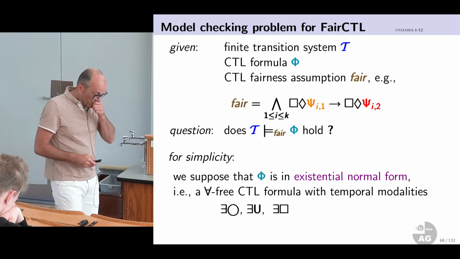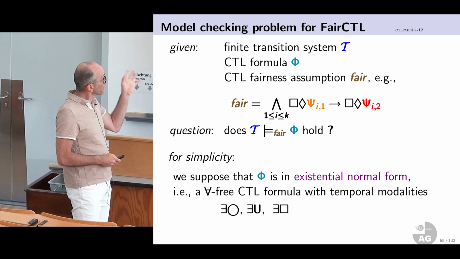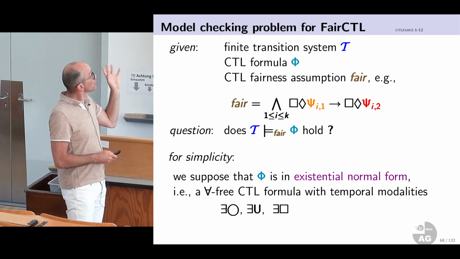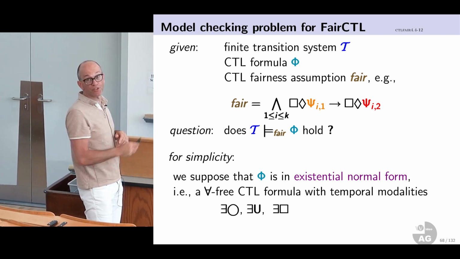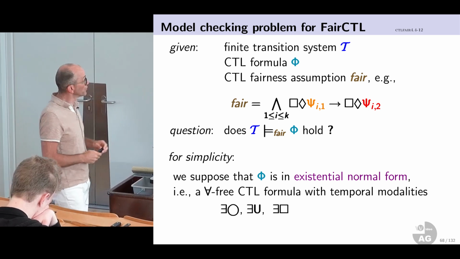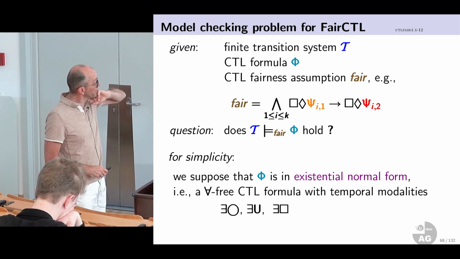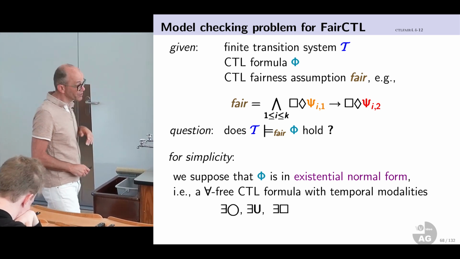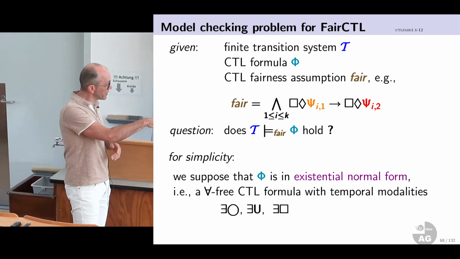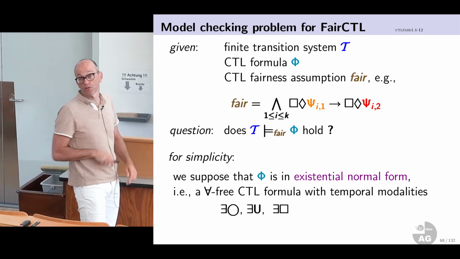So what we're going to assume in this algorithm is first, like we did for the CTL model checking algorithm, that the CTL formula phi, so this formula that we need to check, is in existential normal form. So the only modalities that we're going to deal with are existential next, existential until, and existential box. That's exactly what I wrote down here.